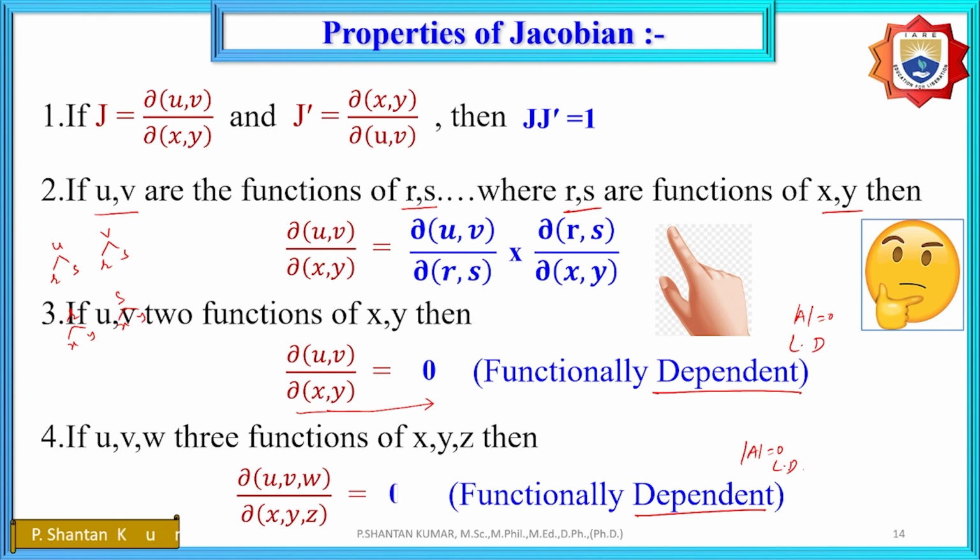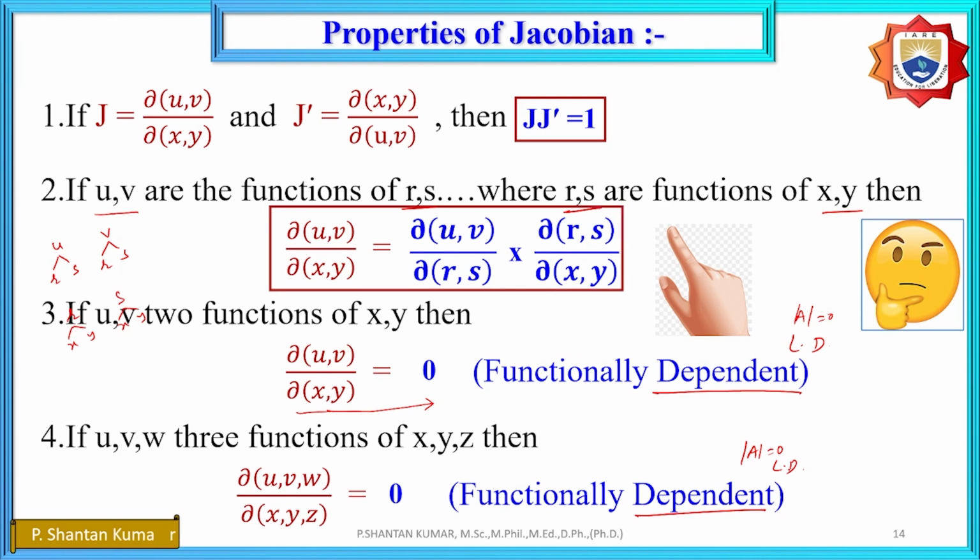Whenever the determinant is, for example, not equal to 0, that means the functions are said to be linearly independent. These are the major properties of the Jacobian. The first is J into J dash is equal to 1, and the second one is dou of (u, v) by dou of (x, y) is equal to dou of (u, v) by dou of (r, s) times dou of (r, s) by dou of (x, y), which are the conditions.